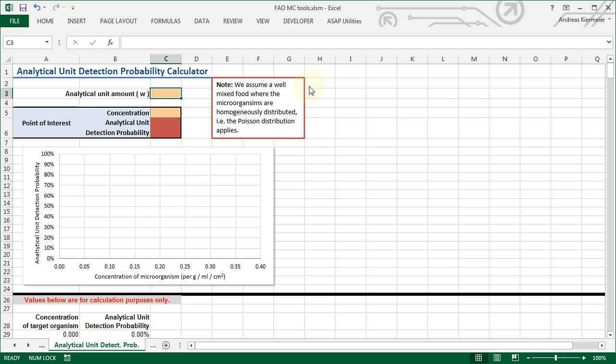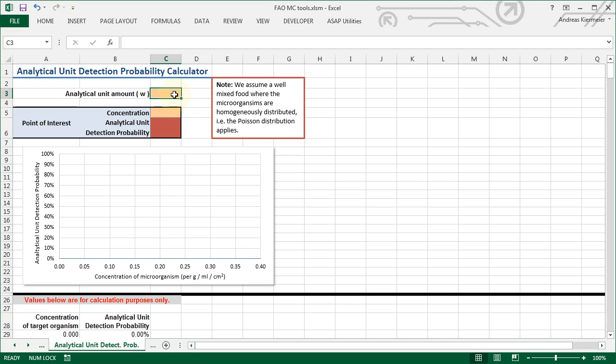We can use this calculator here to compare how likely we are to detect the target microbe at a certain concentration for different analytical unit amounts. So let's have a look at the different parts of this calculator.